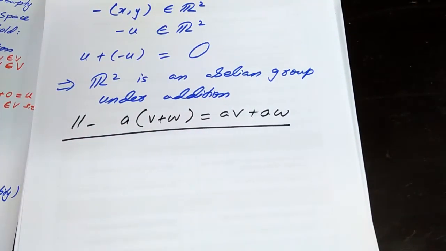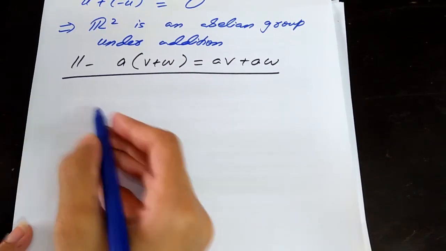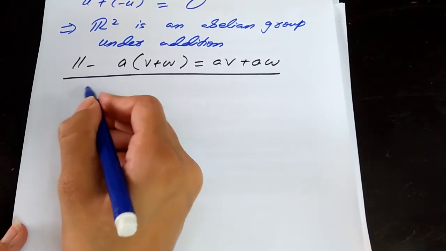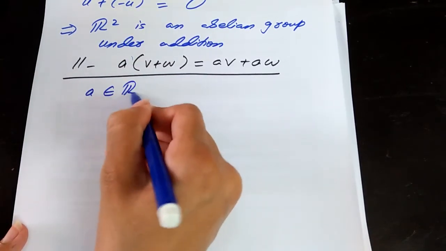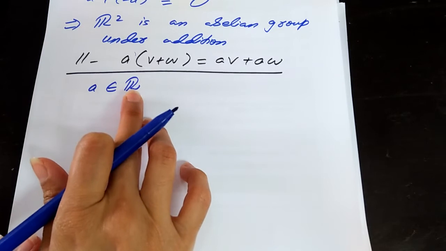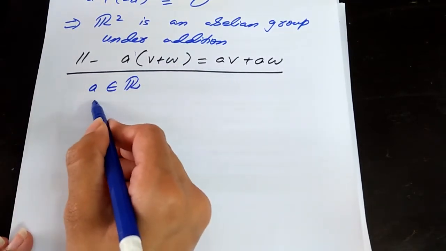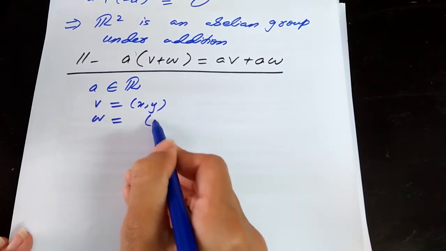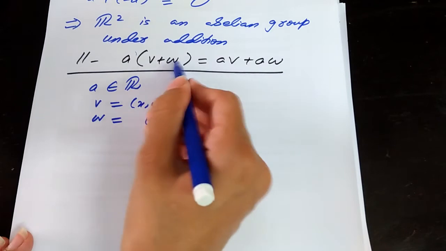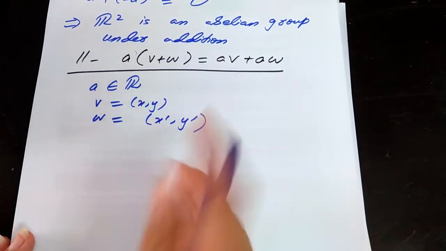Now for that purpose, consider a scalar a belonging to capital R, because this is your main field. You have to consider two vectors. Let v equal (x, y) and w equal (x prime, y prime). You can name any of them like u or u1, u2, or any name. You can give it any name.